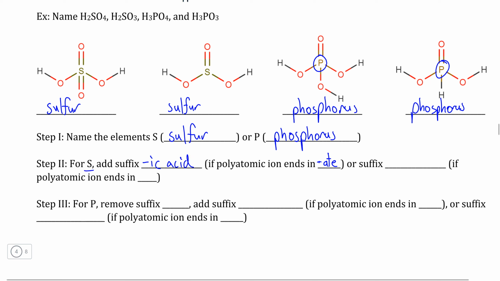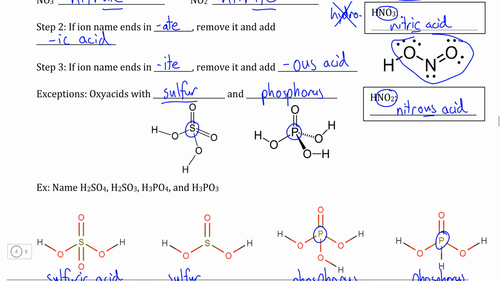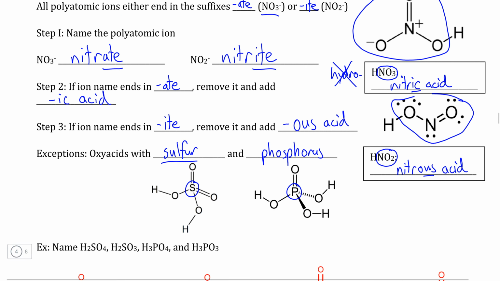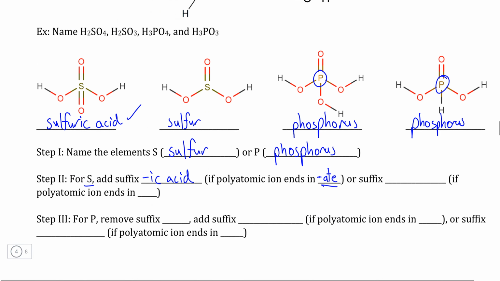However, in the event that our acid contains sulfur, we're not actually going to remove this suffix here at all, and if the polyatomic ion ends in ATE, we're just going to add the ic acid suffix like this. So this acid here would not be pronounced sulfic acid the way that it would if we removed the suffix. We would actually pronounce this sulfuric acid, and this is indeed the correct spelling, even though it doesn't follow the exact rules that we outlined before.